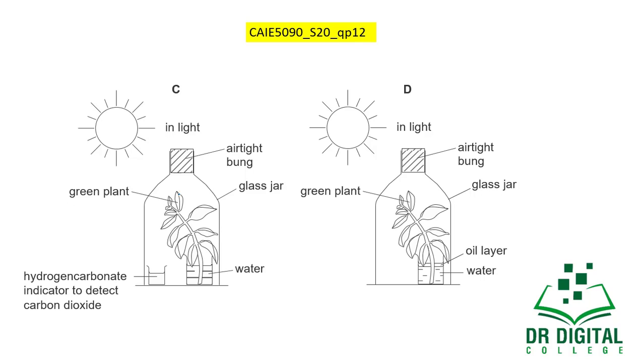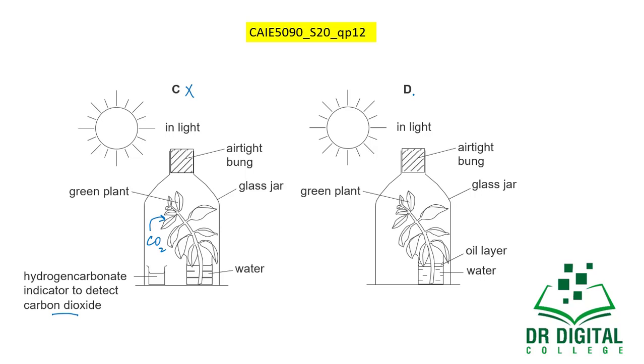Similarly, in option C, if you look at this, carbon dioxide is there in the atmosphere of the jar, that is available for the leaves, but the hydrogen carbonate indicator is there which will not be absorbing carbon dioxide, rather it will be telling whether carbon dioxide is present here or not, or what is the concentration of carbon dioxide here. So this is not the experiment, rather it is just similar to the control experiment. So option C is also wrong.